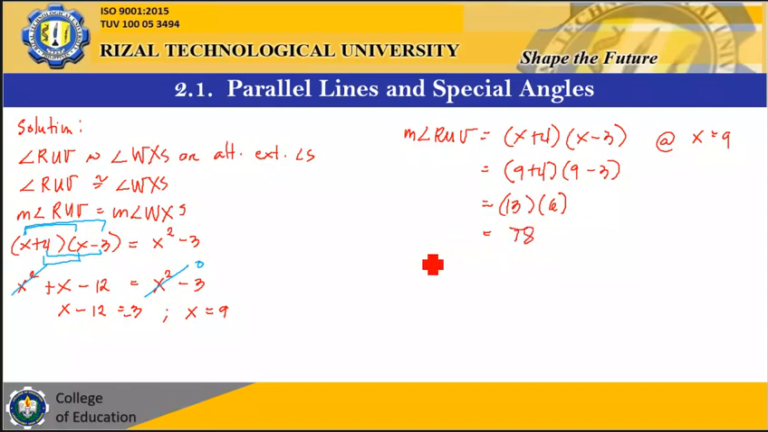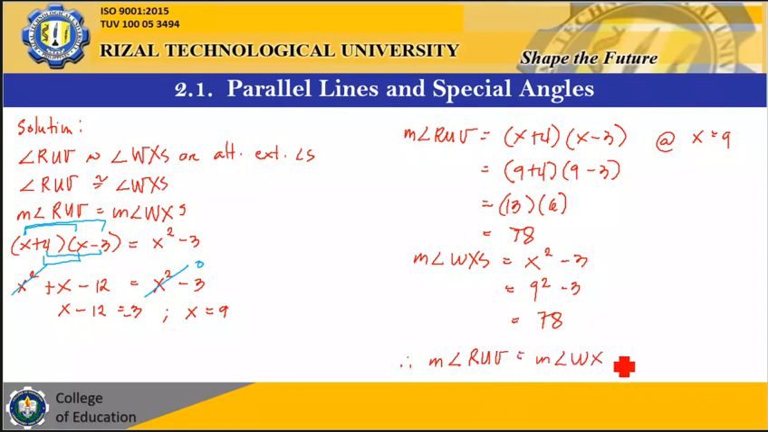Okay, and for the measure of angle WXS, which is equal to x squared minus 3, then just plug in. This is 9 squared minus 3, which will give us 78. Okay, therefore we can conclude that the measure of angle RUV is equal to the measure of angle WXS, which is equal to 78, and our answer is correct. Okay, next.